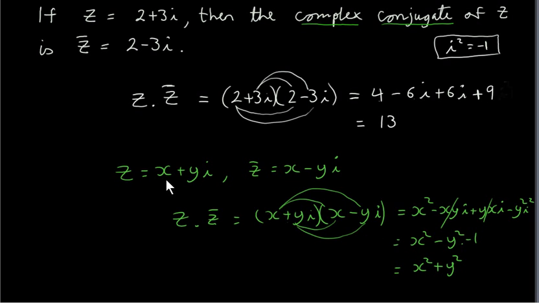Basically, if you multiply a complex number by its conjugate, we get the sum of the squares of the real and imaginary parts of the complex number. So for example here, 13 is just 2 squared plus 3 squared. x is 2, y is 3.